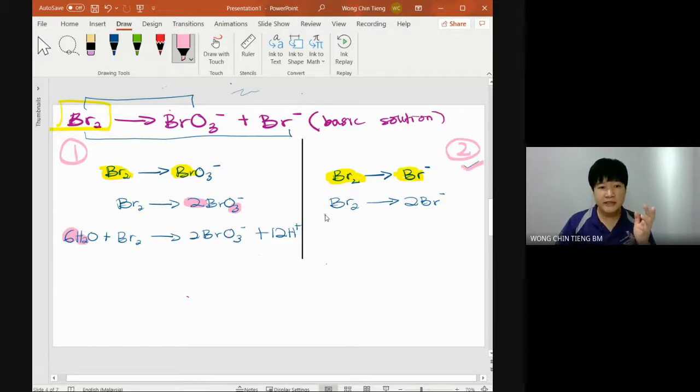And going back to your second half equation, masih sama. Kiri tak ada hydrogen, kanan tak ada hydrogen. Tak ada perubahan. Biarkan. Okay? Leave it. Jangan buat apa. And right now, you are done with the Br, you are done with the oxygen, you are done with the hydrogen. So the next thing, what do we do?